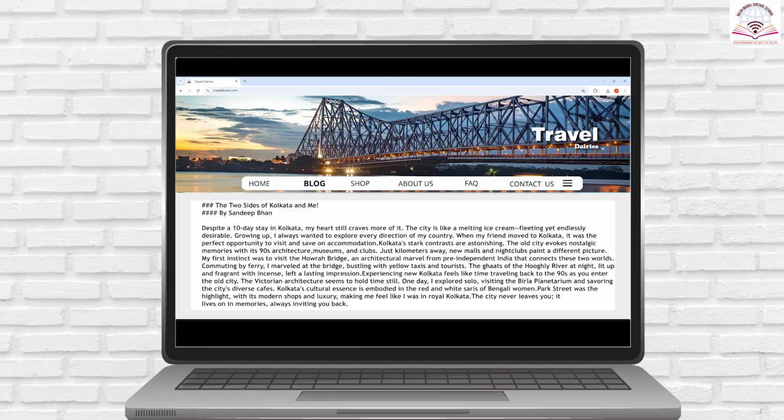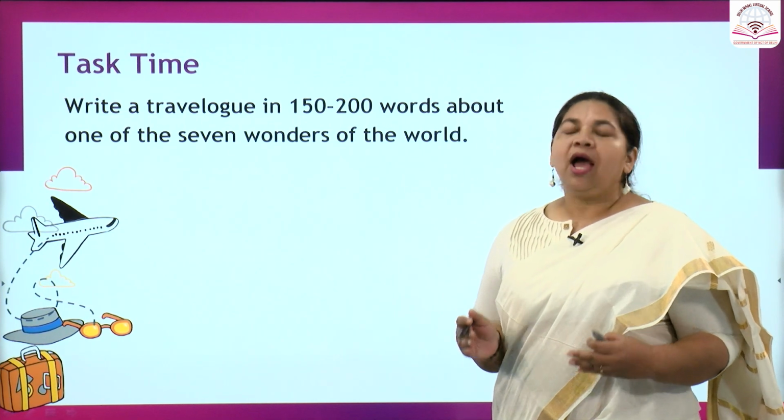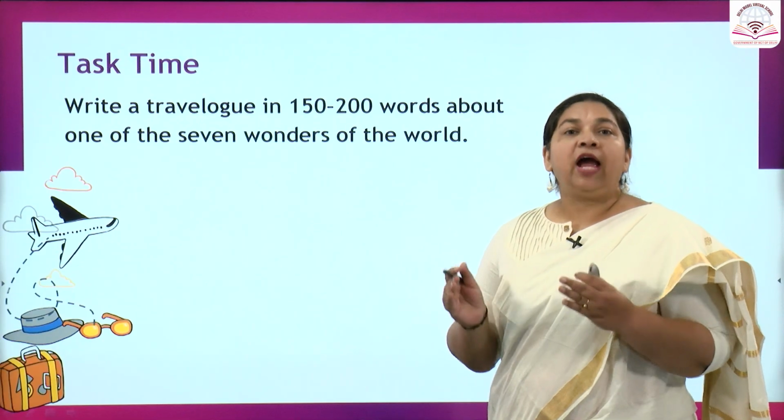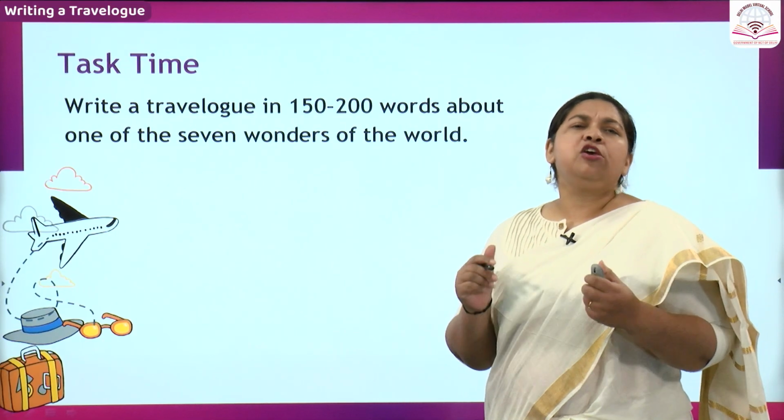So here's the sample travelogue, The Two Sides of Kolkata and Me by Sandeep Bhan. Go through the travelogue, it's only a snippet. For the detailed full travelogue, you can also identify the various steps of the process in this travelogue. And then you have to write one travelogue. After reading that travelogue, I hope all the steps of the process are clear and you will be able to write a very good travelogue.